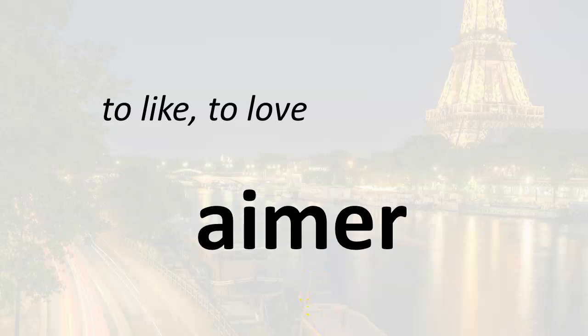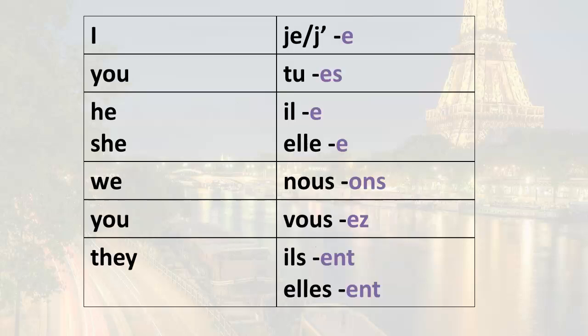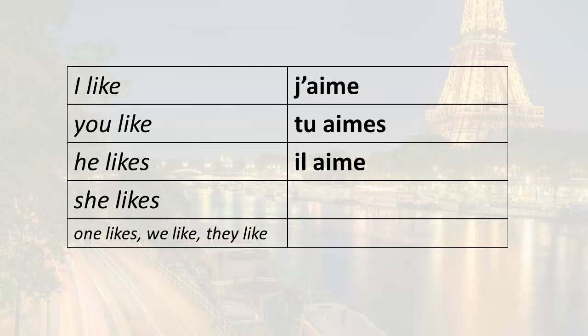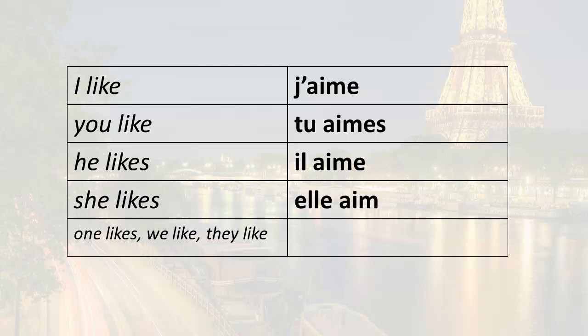In our last lesson we started working with the verb to like or to love in French, which is aimer. Aimer is a regular verb in the present tense. So remember that you need to have memorized these endings for regular ER verbs in the present tense. There's no way around it. And you learn how to say I like, j'aime, you like, tu aimes with the ES ending, he likes, il aime with the E ending, she likes, elle aime also with the E ending, and one likes, we like, they like. Remember this is on, and the ending for on is also E. Remember that il, elle, and on share the same ending, so il aime, elle aime, on aime.